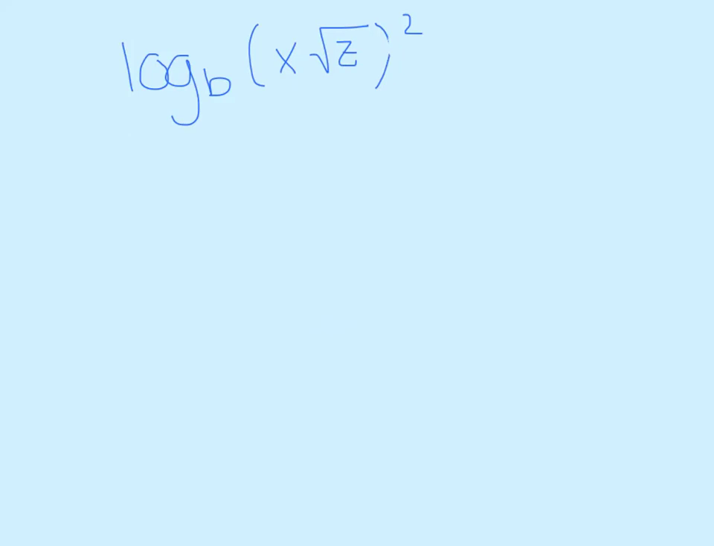Okay, so here's A. How we want to begin this is, remember, you can either pull the exponent to the front first or distribute, your choice. I'm going to bring it to the front first. So we have 2 log base b of x. The square root of z, let's rewrite that with an exponent, so z to the power of a half. Remember, when you have the product of two terms, you can separate the log through addition.